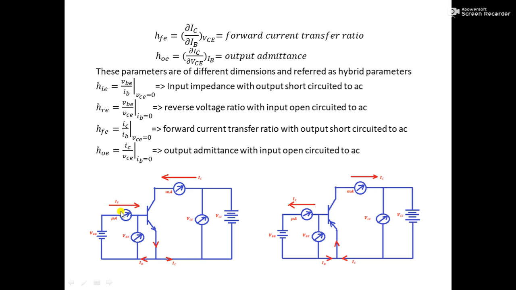Here we have to measure the input current and input voltage. So you have to connect a microammeter here to measure the input current, a voltmeter to measure the input voltage, also a milliammeter to measure the output current, and a voltmeter to measure the output voltage, that is VCE. So these are the two circuit diagrams.